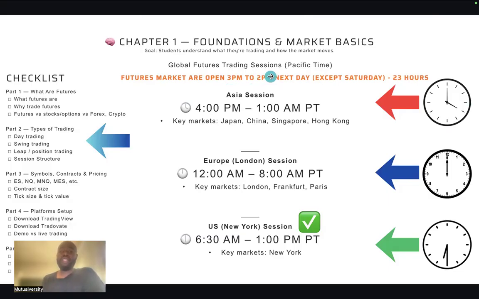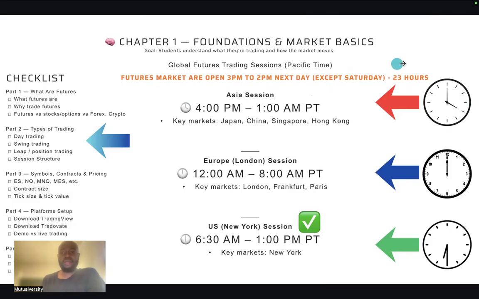Then the new trading session will begin at 3 p.m. on Monday and close at 2 p.m. on Tuesday. Then they have a 1 hour break. It begins again at 3 p.m. on Tuesday, ends at 2 p.m. on Wednesday. So that's the time frame for the futures market: 23 hours in a day, 6 days a week, except Saturday.